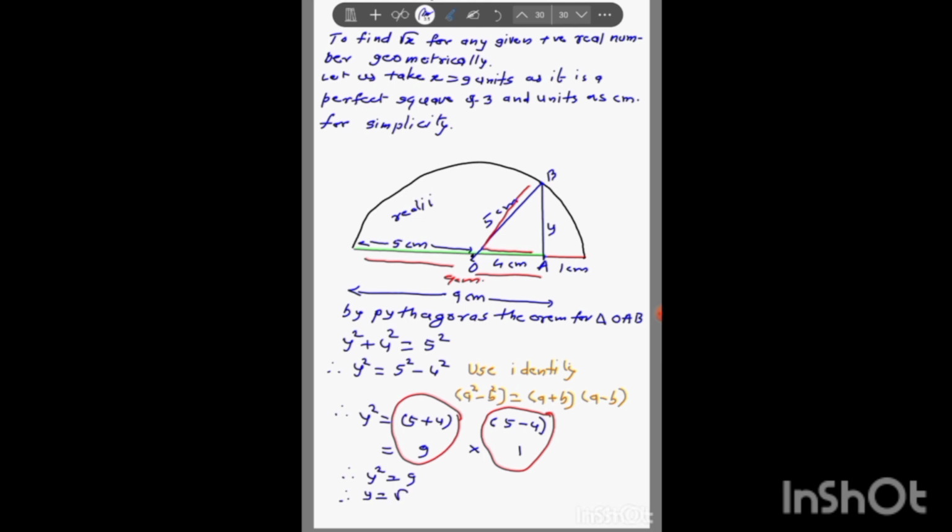Y square equal to 9, so y equal to root 9, or equal to 3. So you see here, the AB value in triangle OAB we have calculated as 3, which is the same as root of the segment length given, 9 centimeter. So we have calculated the root of any given number, in this case 9, geometrically, not theoretically, geometrically. Okay, let us go for another example.